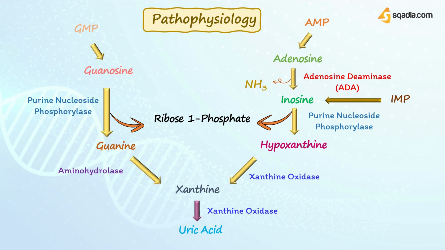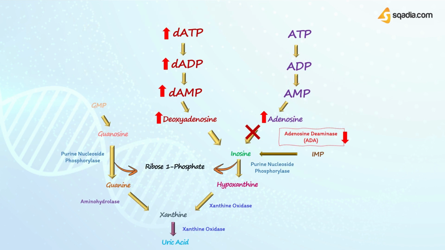The pathophysiology of the condition is something we have already discussed in our video on purine metabolism. If you recall the purine degradation, where ADA is involved in converting adenosine to inosine. When ADA is deficient, adenosine accumulates because it is not converted into inosine anymore. This accumulation of adenosine eventually results in an excess of dATP, or deoxyadenosine triphosphate.